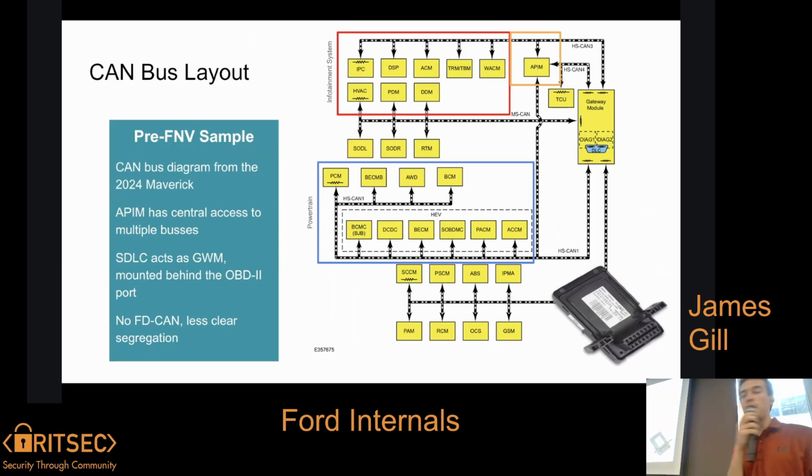You can see there's the powertrain modules I highlighted in blue there. The infotainment system stuff is in red. And before, the infotainment system, the APIM, which you can see in orange, had maybe a bit more access. It could access 3 of the different CAN buses, including the powertrain CAN bus, which was maybe a minor concern for them, right? That you had direct access from the infotainment system, the thing that most people compromise, to the powertrain network.